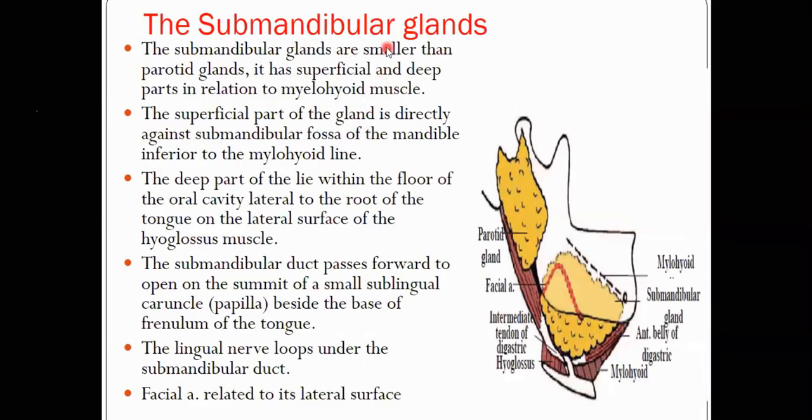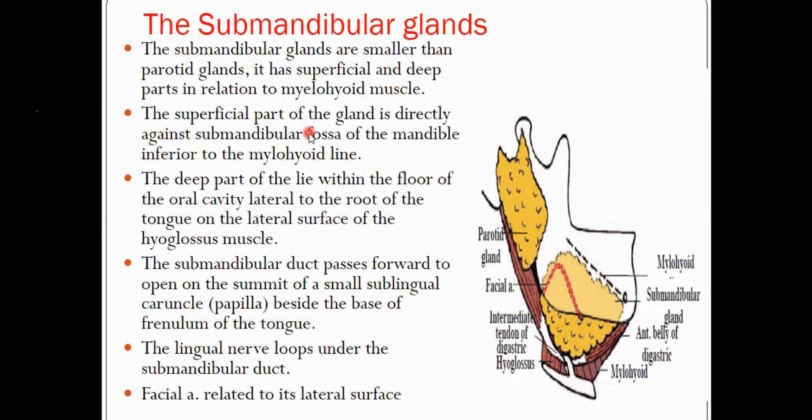Then there is another gland, the submandibular gland. Why is it called submandibular? Because it lies below the mandible bone, inside. Here you can see the submandibular gland, and if you touch your lower jaw, the mandible bone, in the posterior or middle of the jaw, you can feel this gland. The name is according to its position. It is smaller than the parotid gland, superficial, and lies in relation to the mylohyoid muscle.